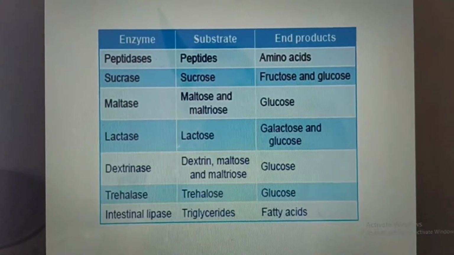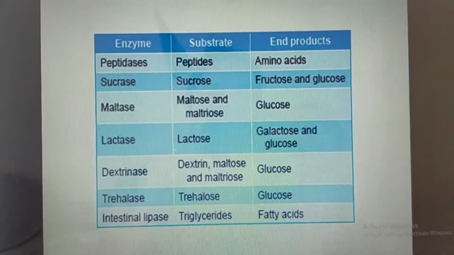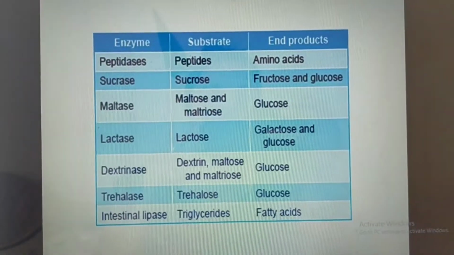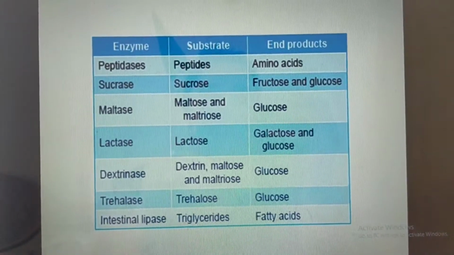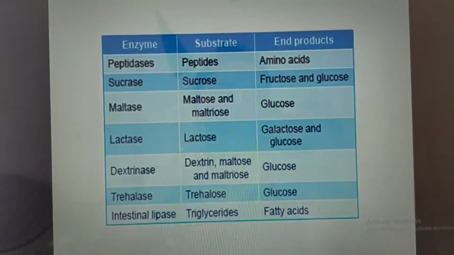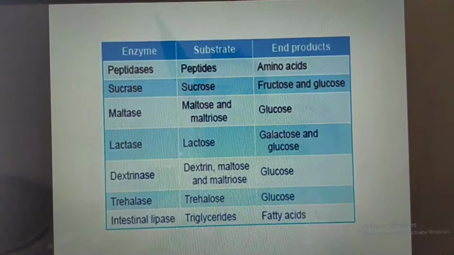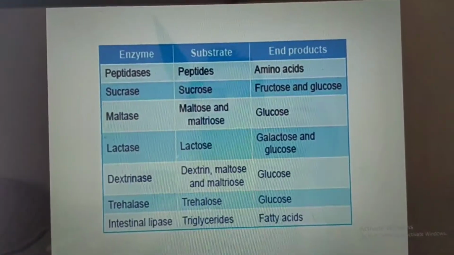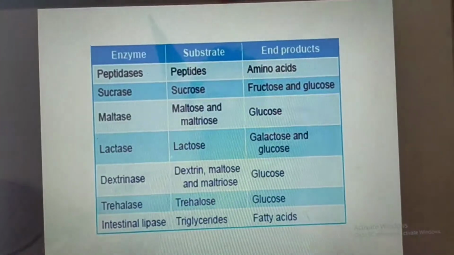So in this table you can see the enzymes, their substrates, and end products.